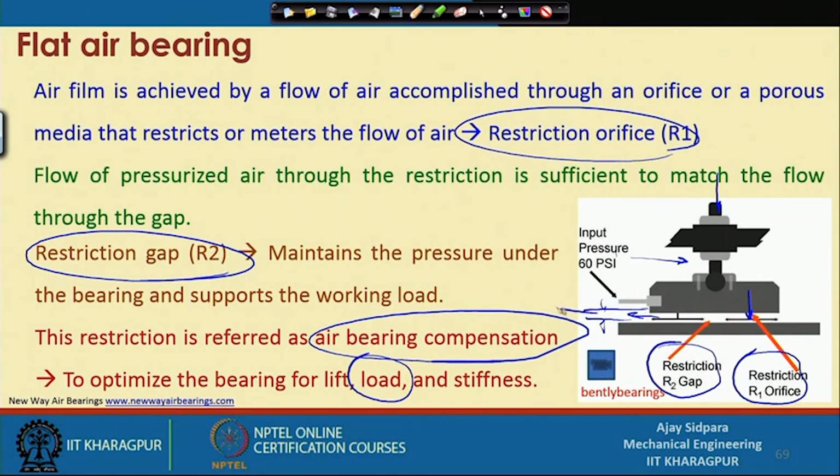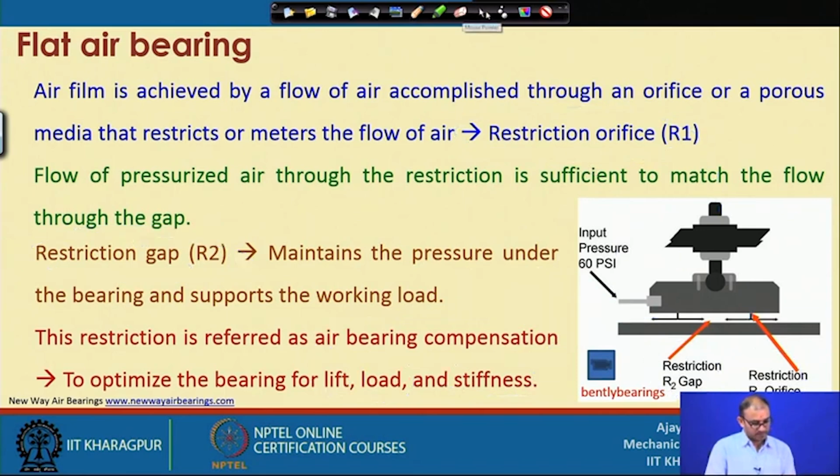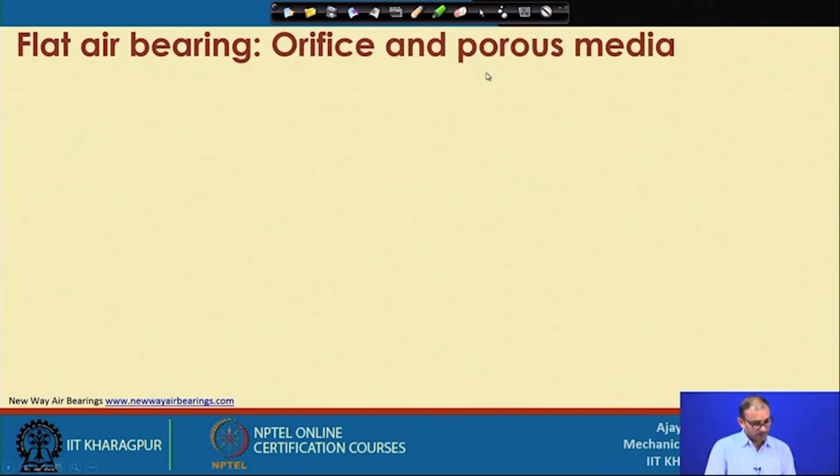Our objective is to keep the film thickness uniform. Lift is also important, how much it moves up and down, and stiffness is important, because it should not deform completely under a particular load. So this whole thing is considered in the bearing compensation, and for bearing compensation you have to pay attention to these two things, restriction orifice and restriction gap. So what are the two ways to supply the air?